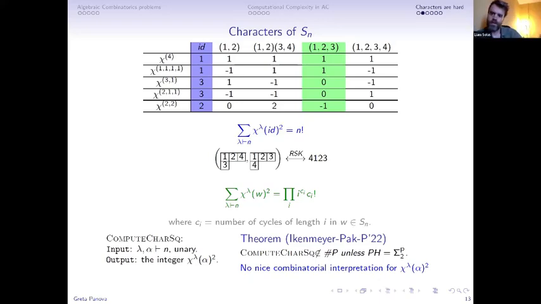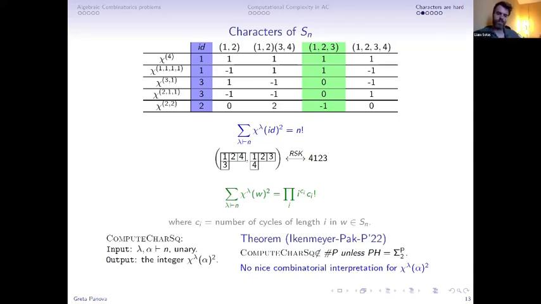I have a question. Hi, Greta. What about something like just the column sums, or knowing when the character value is 0? Just the column sums is another open problem right now. I keep getting confused, but one of the row sums or the column sums was known, and the other one is an open problem. It's part of this Stanley 2000 study, and we don't know where it is. We would like to say it's not in Sharp-P.